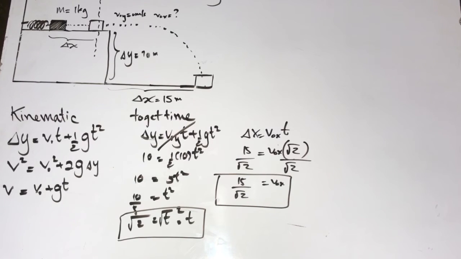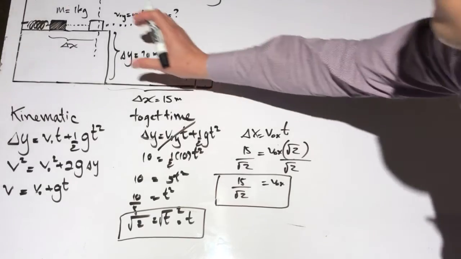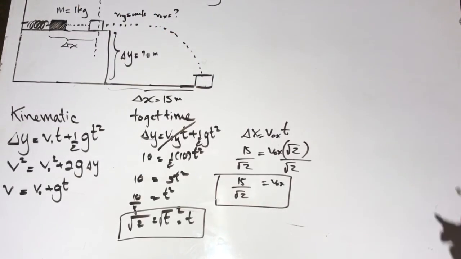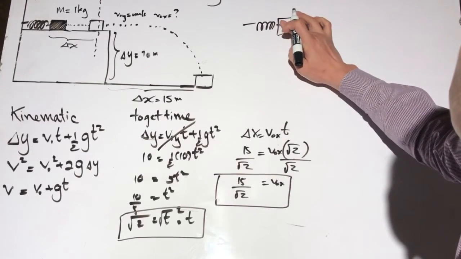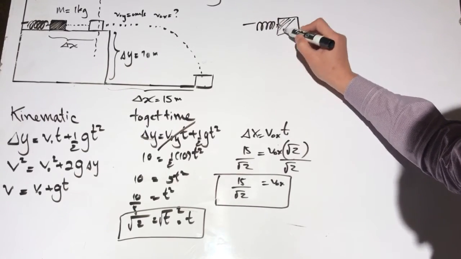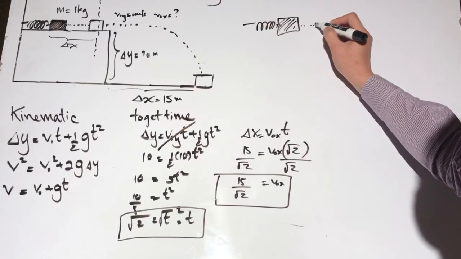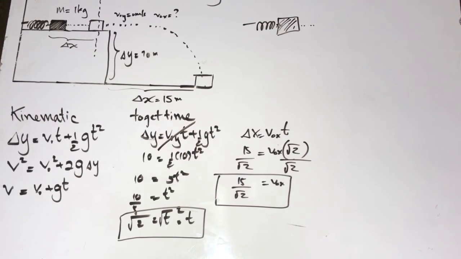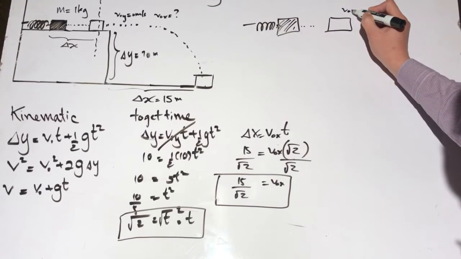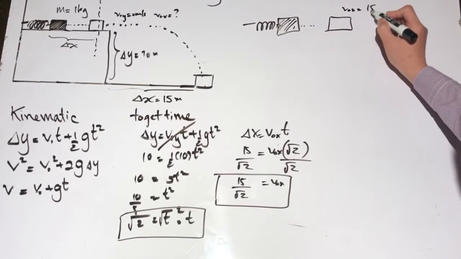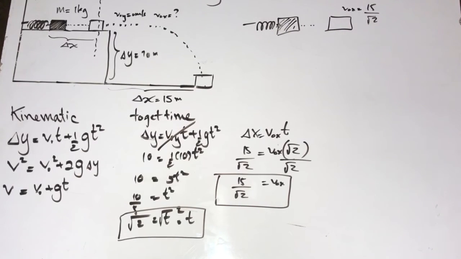And then from there, this is a little bit backwards. We're solving backward to forward. So now we go back to where we have over here. This is basically the box, right? The box itself is moving at the velocity of 15 over square root 2. That's what it is.